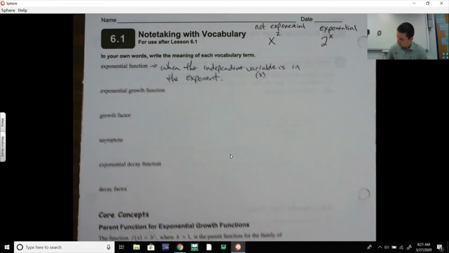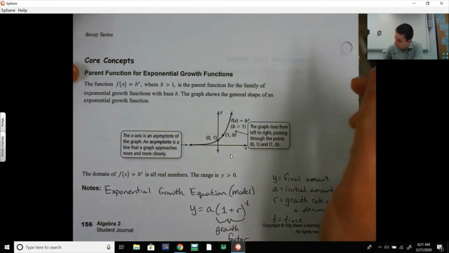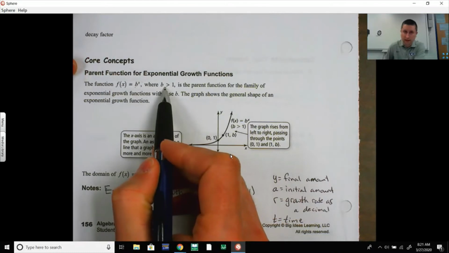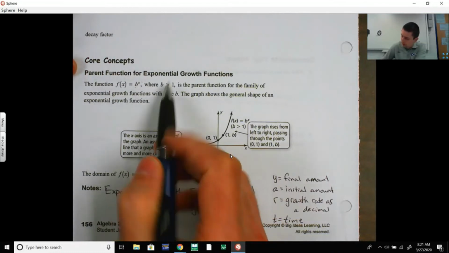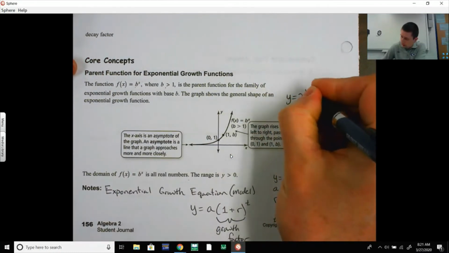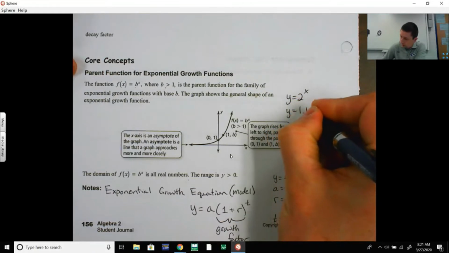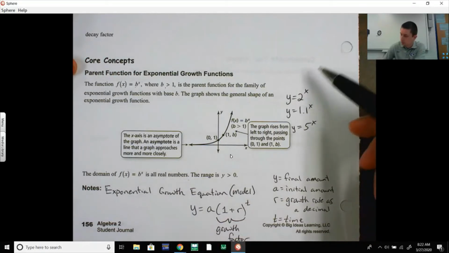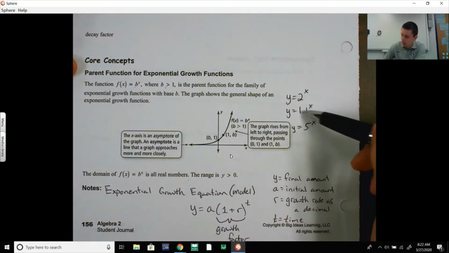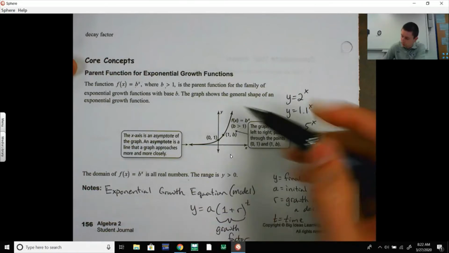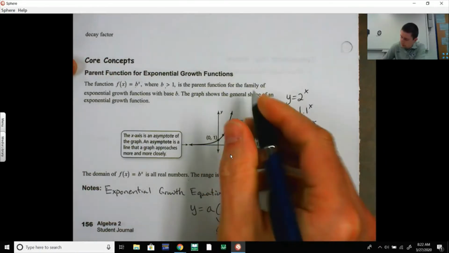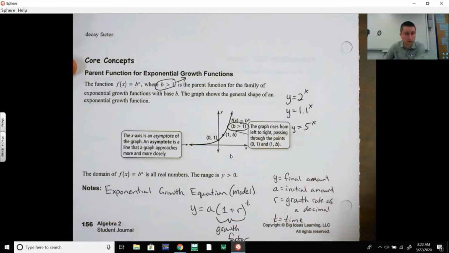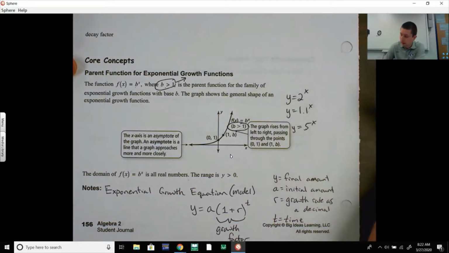Okay, there we go. So this is an exponential growth. The main thing here is when you have b to the x and b is greater than 1. That's how you know it's an exponential growth factor. So something like y equals 2 to the x, y equals 1.1 to the x, y equals 5 to the x. Those would all be examples of exponential growth because 2, 1.1, and 5, all three of those are greater than 1. So b has to be greater than 1 for the exponential growth factor. So when you have questions asking whether something is a growth or decay, you have to look at what your base number is.